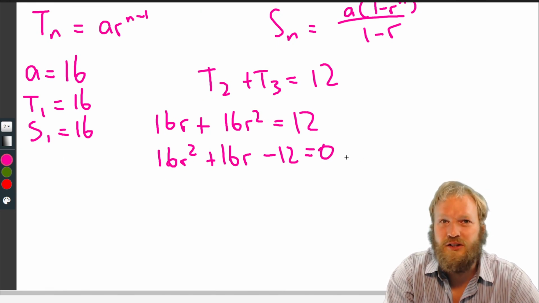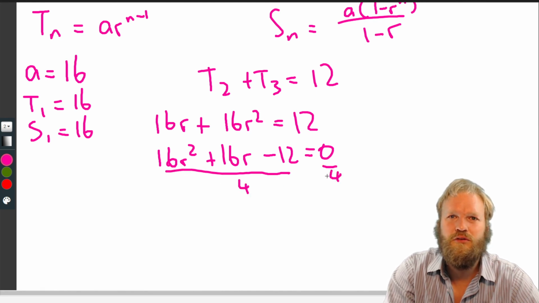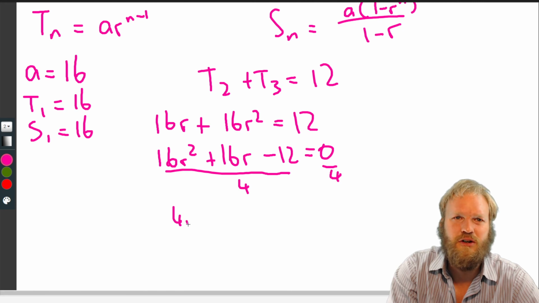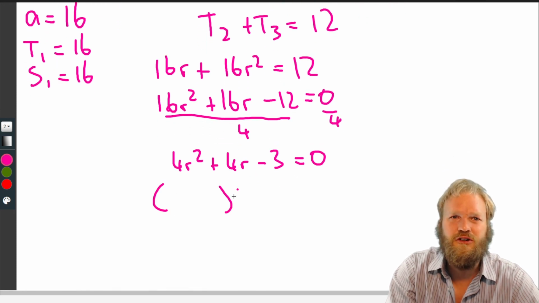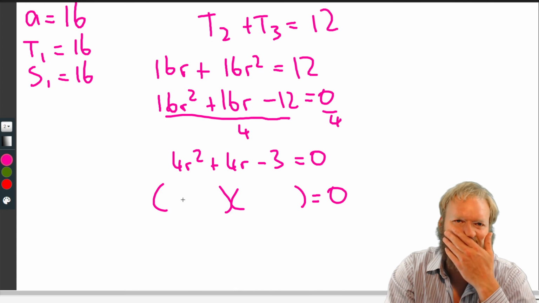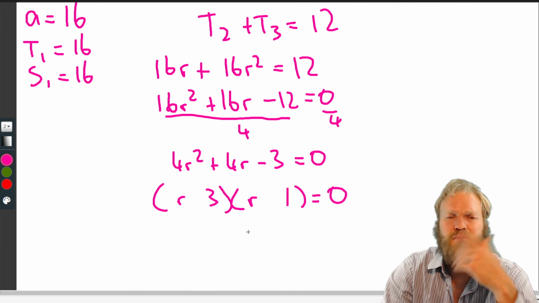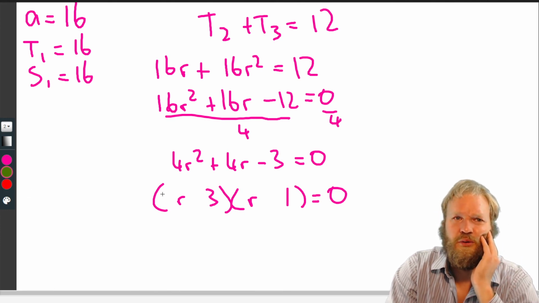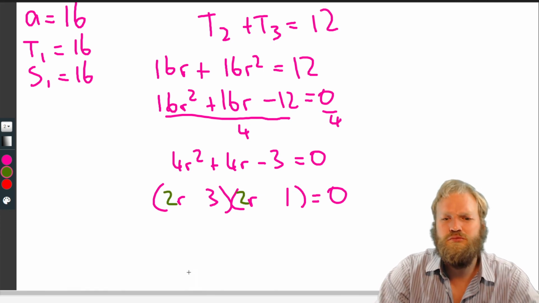You know what? Let's divide this whole thing by 4, so that it looks a bit easier. So we've got 4r squared plus 4r minus 3 equals 0. Okay, that looks a bit easier to factorize. We're going to have r. We're definitely going to have 3 and 1. So I guess the question is, are we going to have 4, 1? Or are we going to have 1, 4? Or are we going to have 2, 2?